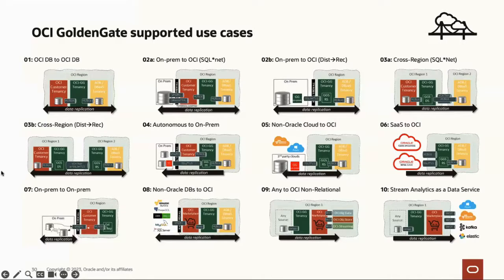So given that in mind, here are a handful more use cases. Some that we didn't talk about: Stream Analytics is a data service. You can take your data from Golden Gate and push it to streaming, so you can get it to any data source you may need to. You see, we've got Kafka and Elastic as some examples on here. Another example is on-prem to on-prem. If you have two on-prem databases, you don't even need to be using the cloud. You could be using OCI Golden Gate and create connections entirely on-prem.